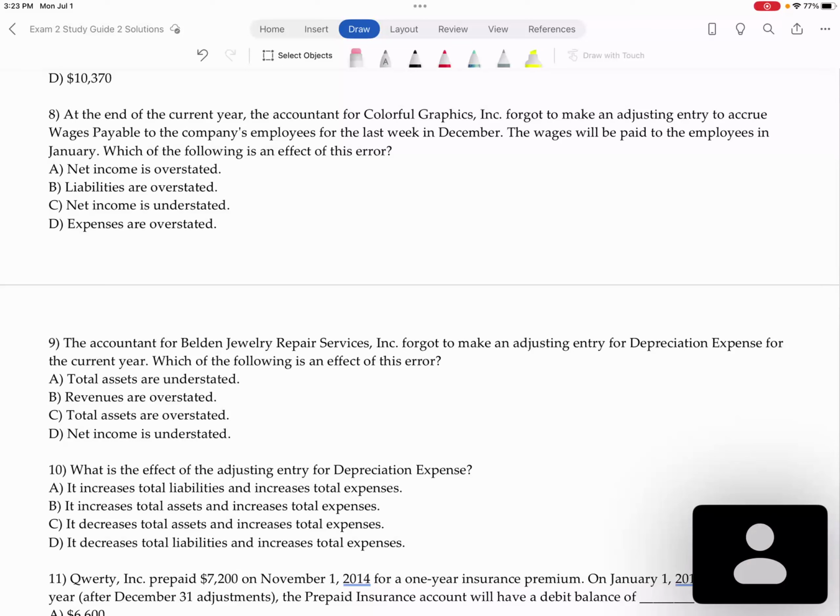Okay, so the accountant for Belden Jewelry Repair Services forgot to make an adjusting entry for depreciation expense for the current year. Okay, so that adjusting entry would be debit depreciation expense, and then credit accumulated depreciation, right? And it doesn't tell us the amount, but basically that's what it would be.